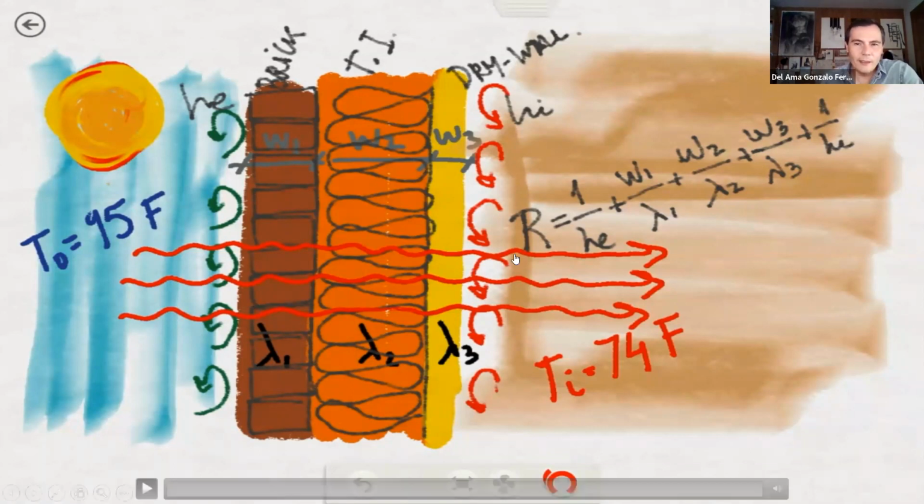Okay, so that would be how we calculate a 3-layer wall. A wall with 3 solid layers, 1, 2, 3. We end up having 5 different thermal resistances: the thermal resistance of the outdoor air layer, the thermal resistance of the indoor air layer, and then thickness divided by thermal conductivity for layers 1, 2, and 3.